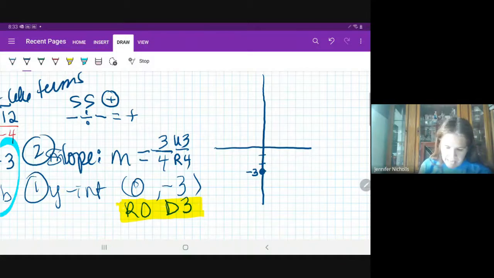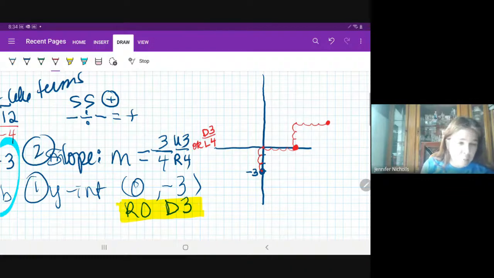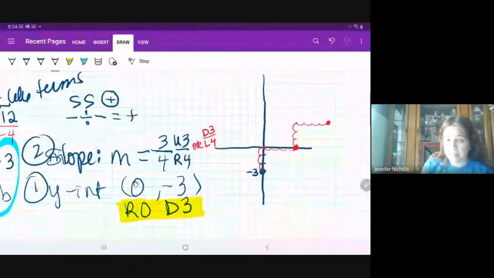Okay, and then from here, you do up 3, right 4. So you do 1, 2, 3 squares, and then 1, 2, 3, 4 squares, right 4. And then you might be off the page. So that's where a backwards point would help. So over here, we could also go down 3 and left 4. And that's because originally they were both negative. So you could do down and left, which is the same thing as positive.